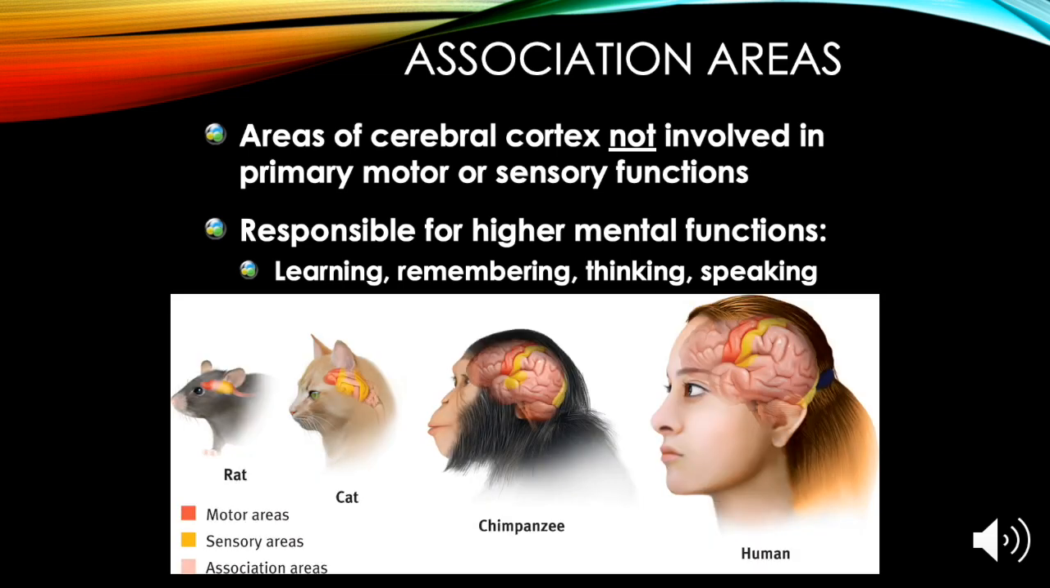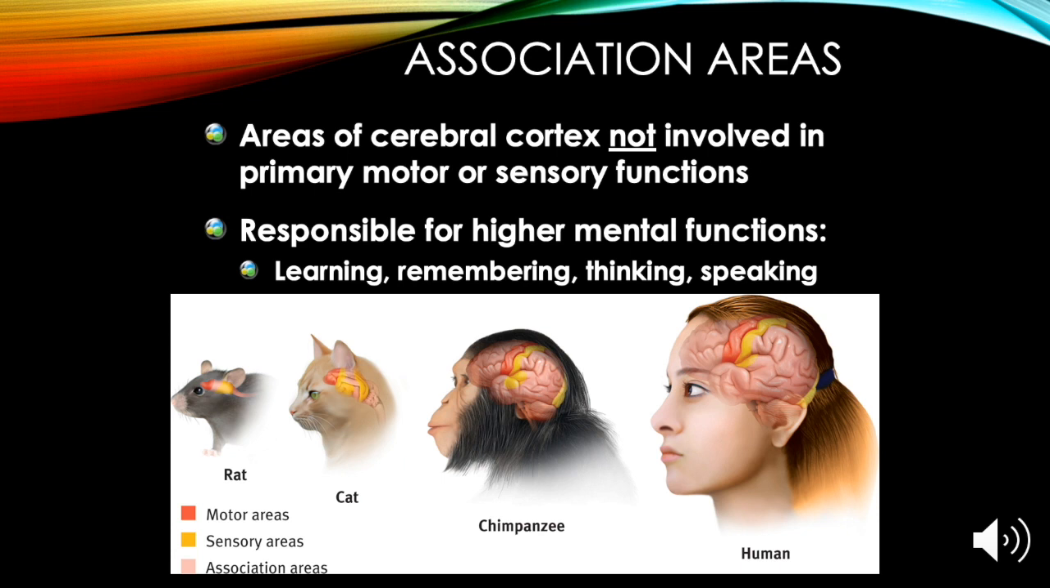So if we look at these different animals that are at different levels of processing, we have a rat. Almost half of its brain is motor areas and the other half is sensory areas. A cat has a slightly bigger motor area even than a rat, although it's a much smaller percentage of its brain. And then you can see there it has a very small association area.